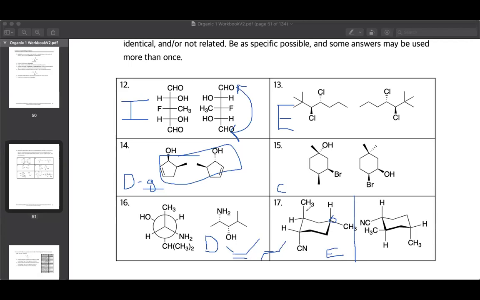What's going on here? Why wouldn't it be identical? Can you rotate the molecule to superimpose them? No, it can't be identical, because how do you flip them?